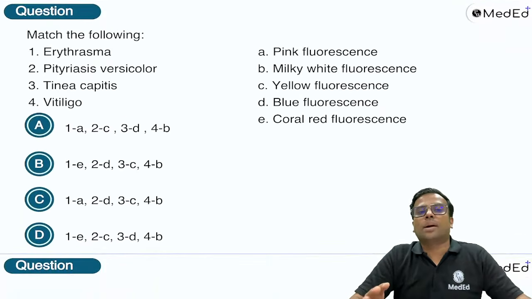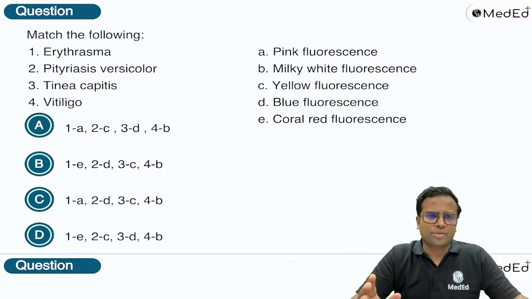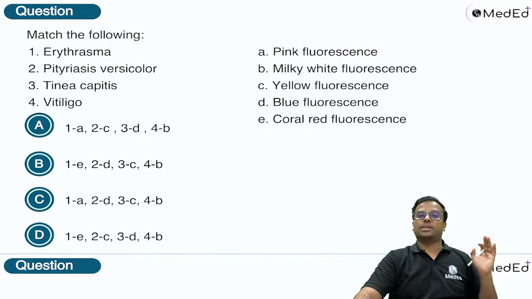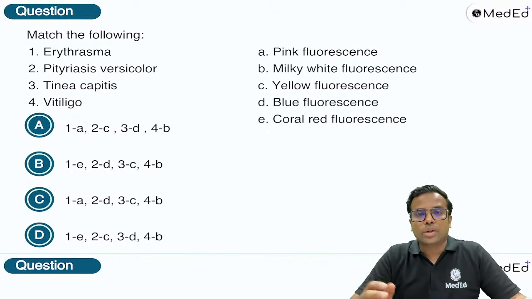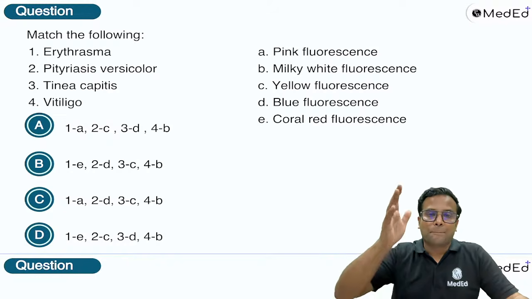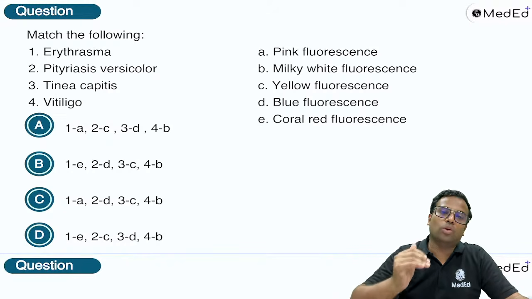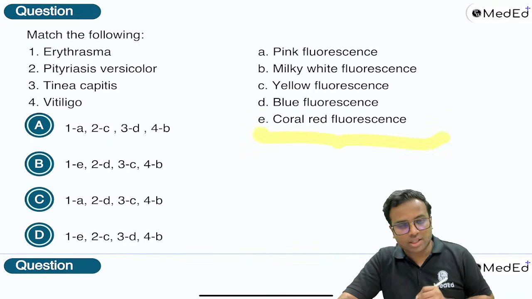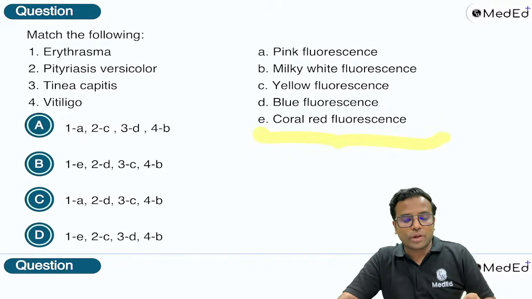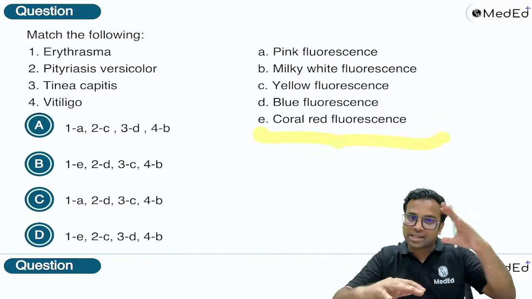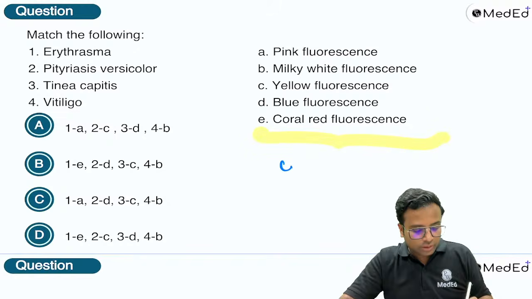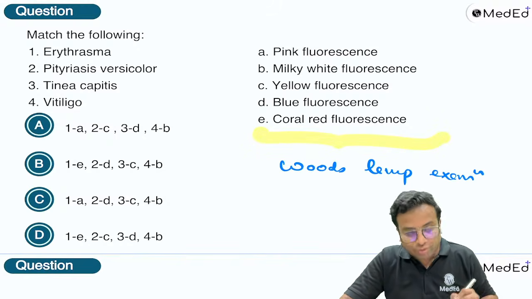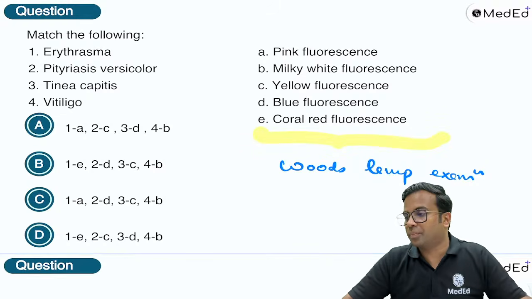Now once again, it's a match the following. We can see different diseases: erythrasma, pityriasis versicolor, tinea capitis, and vitiligo. On the other side, you can see different fluorescence: pink, white, yellow, blue, and coral red fluorescence. Now, what is this investigation that we are talking about? Where do you get some colored fluorescence from the skin? Yeah, so this is going to be a Wood's lamp examination finding that the examiner is asking you, right?